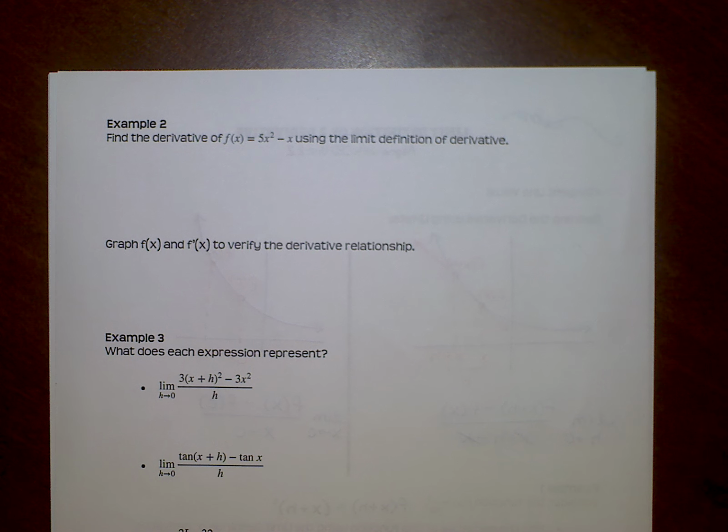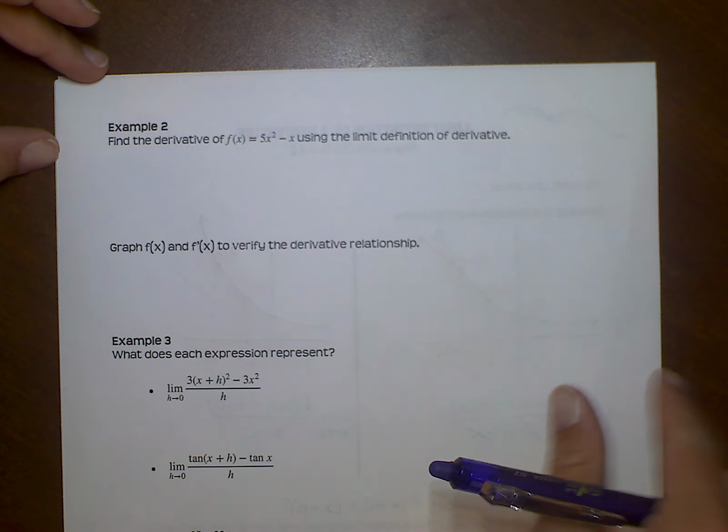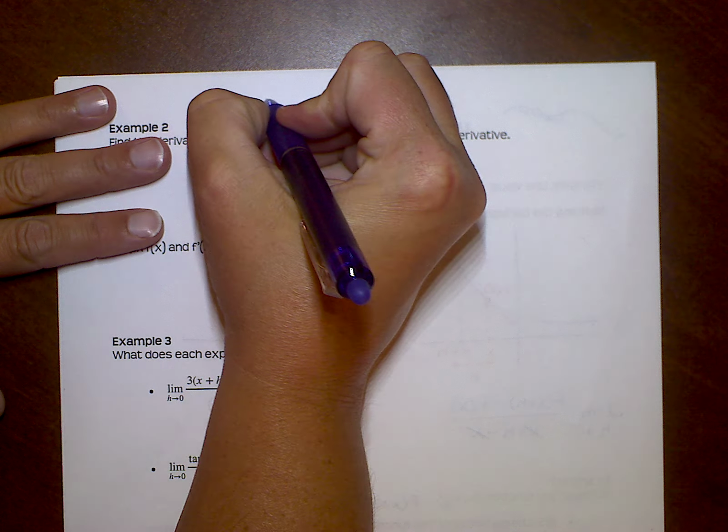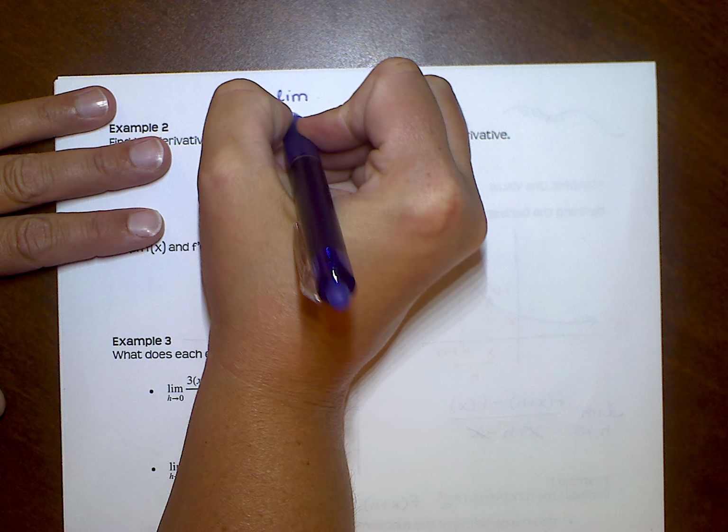All right, so here we go with example 2. So this is continuing our work with the limit definition of the derivative, okay? And it says to find the derivative of 5x squared minus x, again, using this limit definition of derivative. And I just want to, this is on the other side of your paper, but just so we have it here as a visual, this is what we're talking about.